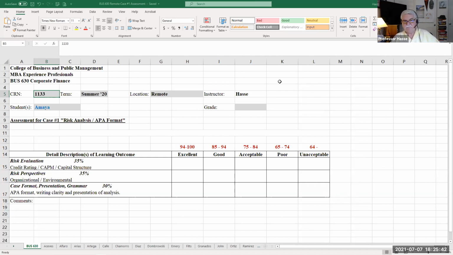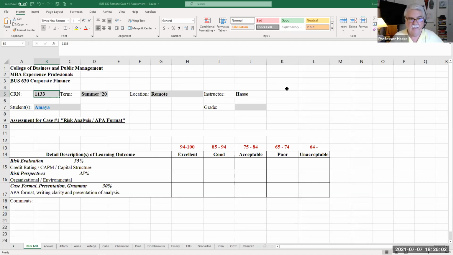Okay. So that's how I break up the assessment. It's basically a third, a third, a third. So that's how I look at that. You can refer to that in your grade center, the file I presented, and see that.